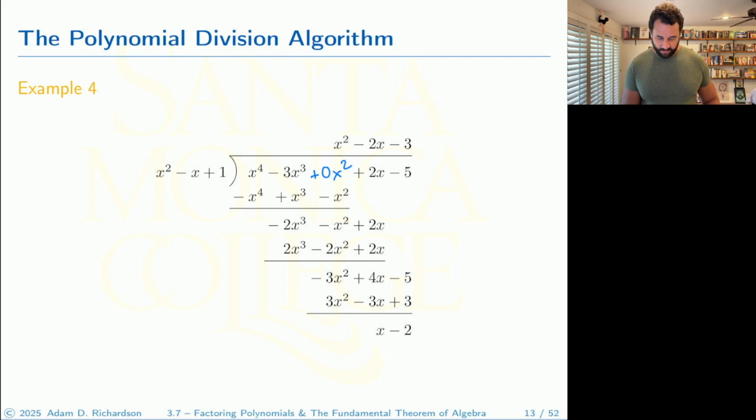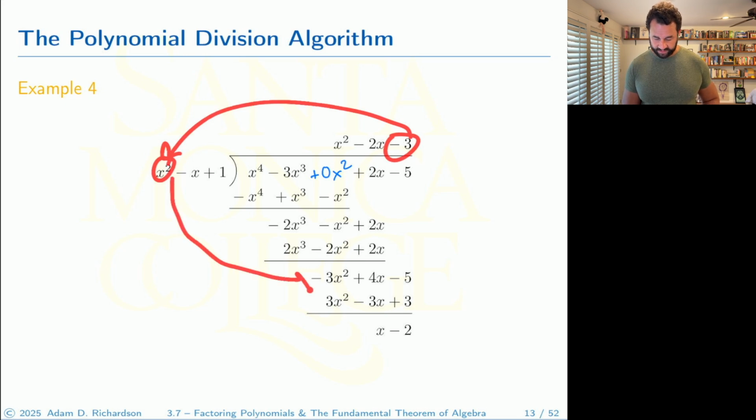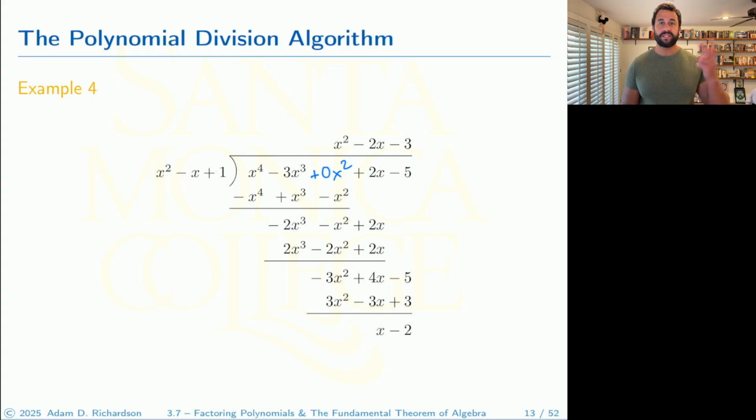Here we go. All right, what do I multiply x squared by to get negative 3x squared? Negative 3. So I write negative 3. All right, negative 3 times x squared is negative 3x squared, sign change. Negative 3 times negative x would be 3x, sign change. Negative 3 times 1 is negative 3, sign change.